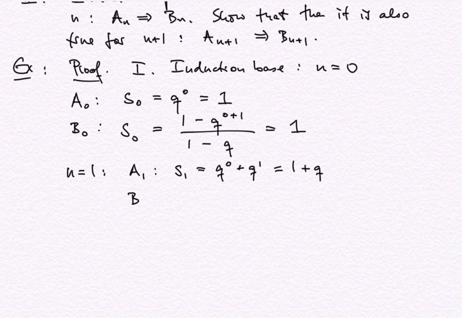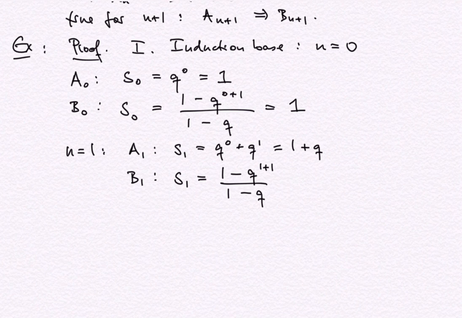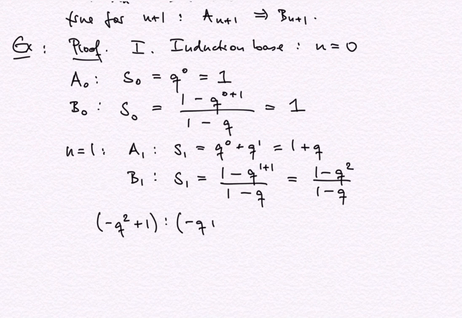And then you want to show that this implies B1, which is S1 is equal to 1 minus q to the 1 plus 1 divided by 1 minus q. Well, this is 1 minus q squared divided by 1 minus q. What is 1 minus q squared divided by 1 minus q? If you feel like doing a long division here, you're welcome to do so. So this would be minus q squared plus 1 divided by minus q plus 1, right? What is this?